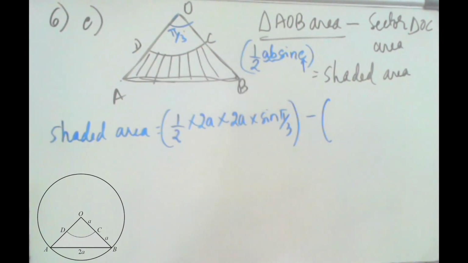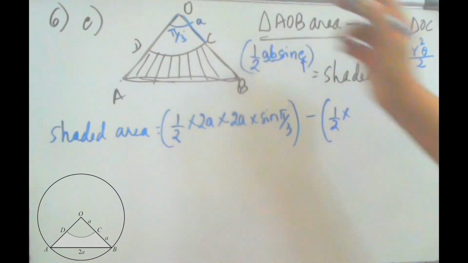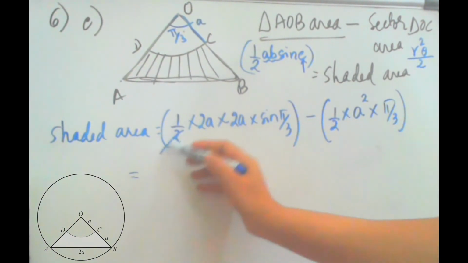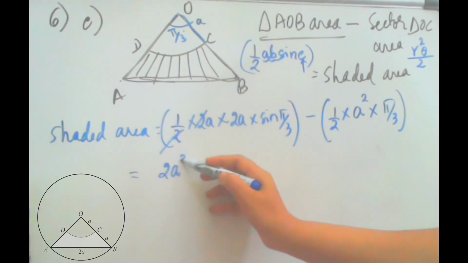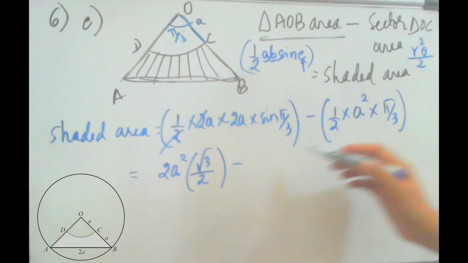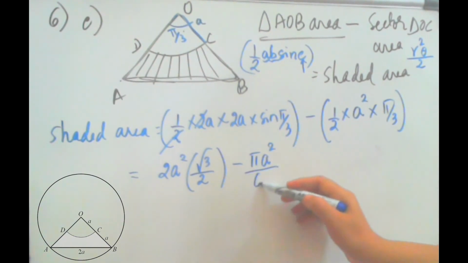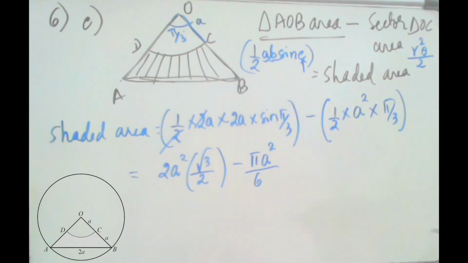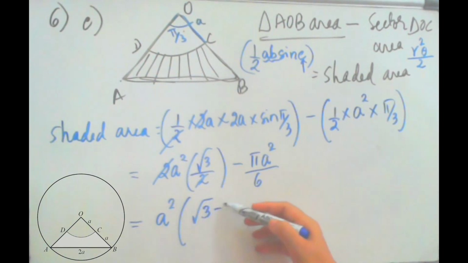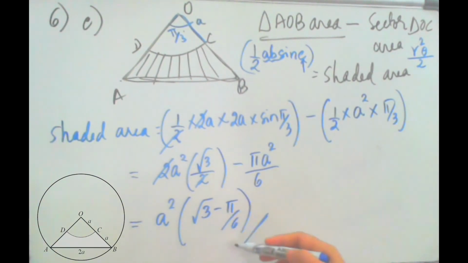So the formula for sector area is r square theta by 2. So it is half into r square. So for this sector, the radius is only so much, which is a. So it is a square into the angle, which is pi by 3. So this 2 cancels with 2 here. We have 2a square into sine pi by 3, which is sine 60, which is root 3 by 2, minus, we don't have any terms cancelling here, so we will write it as pi a square divided by 6. So we can simplify this as a square, which is the common factor. The 2 and this 2 cancel, so root 3 minus pi by 6. So you can leave the answer in this format. So this is the answer for 6C.